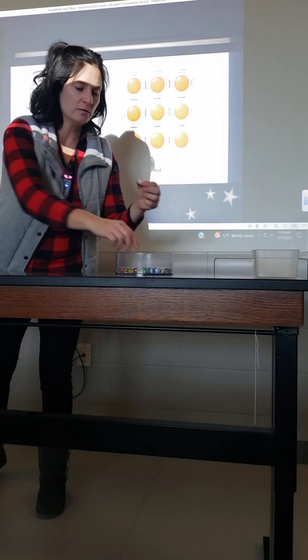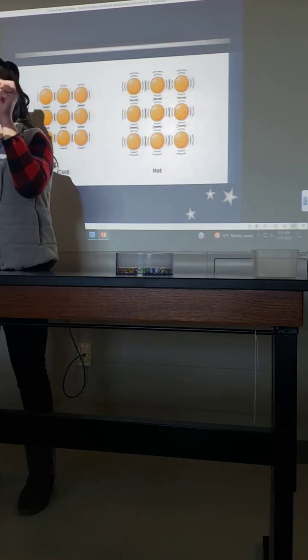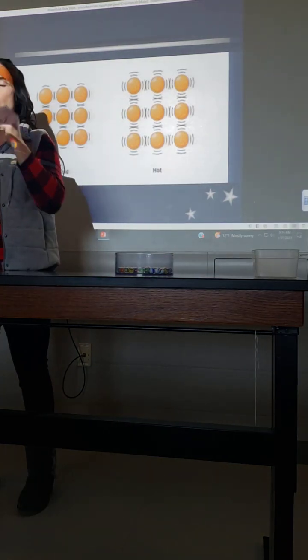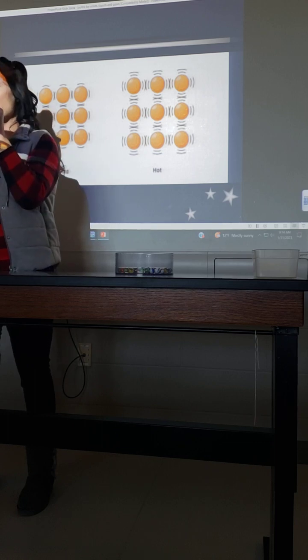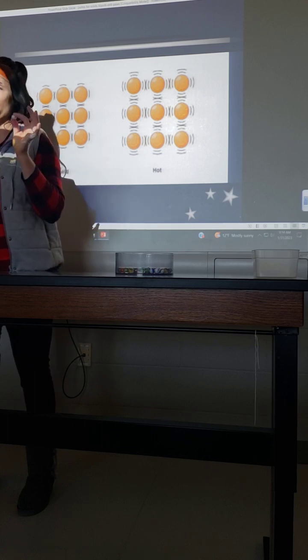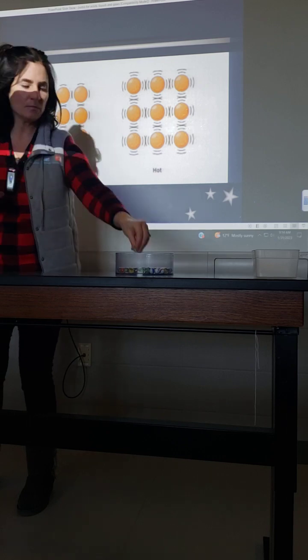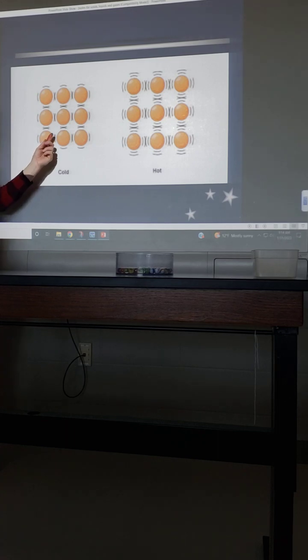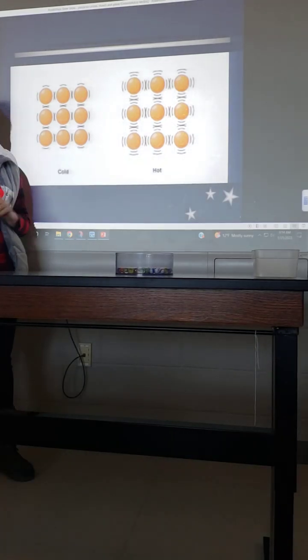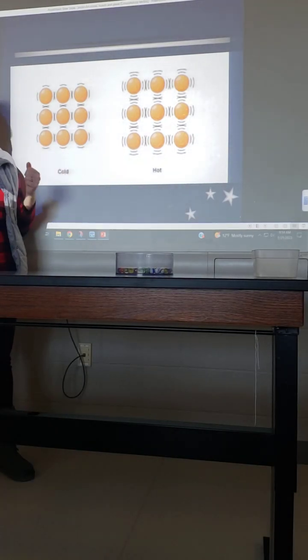So my marble is still a marble. It doesn't matter if it gets hot or cold. But what's actually happening with all the molecules is maybe they come closer together, or maybe they expand a little bit. That's what's actually happening to the molecules. The space between them is changing as they go from cold to hot or hot to cold.